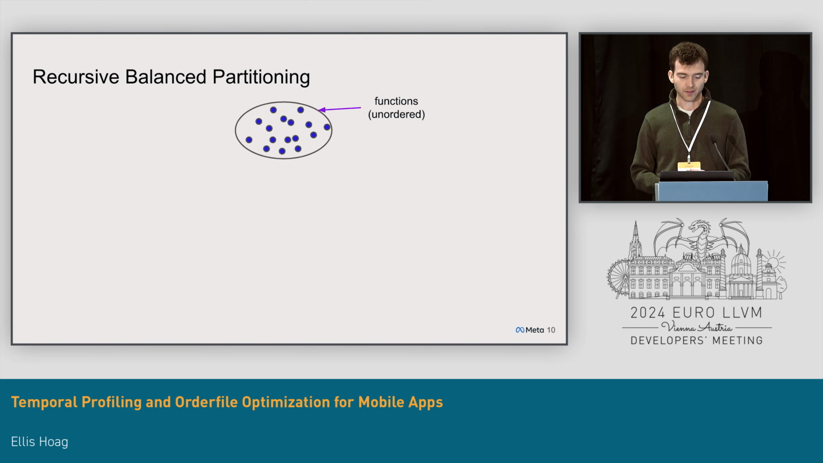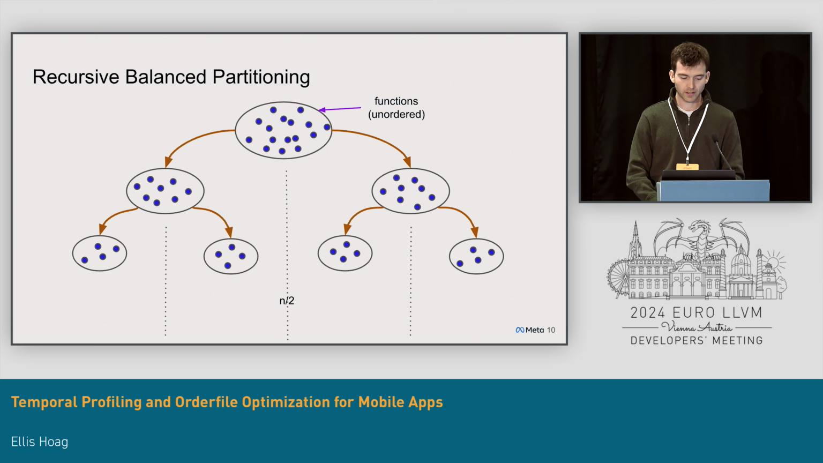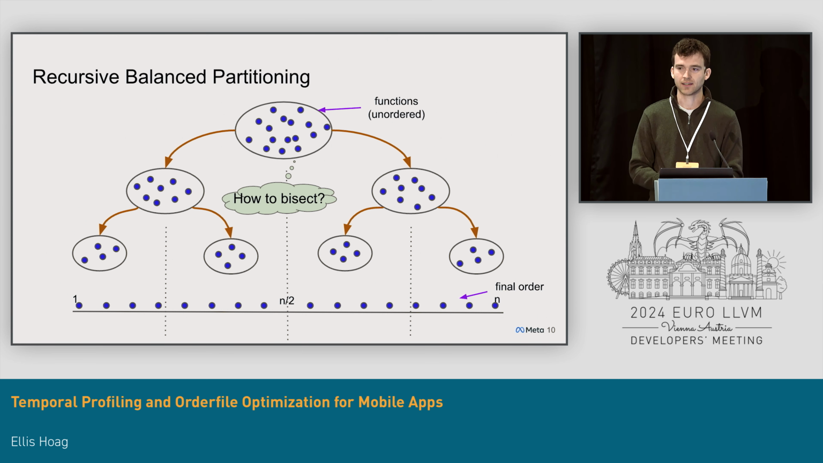Balanced partitioning is a recursive algorithm, so we start off with a group of unordered functions. Then we partition our functions into 2 roughly equal groups. And we do this recursively, so for each of our groups, we partition them further until eventually our groups are small enough that we can simply lay out the functions in the order that we have found. And the question is, how do we actually bisect these functions? How do we decide if a function should go into the left bucket or the right bucket?